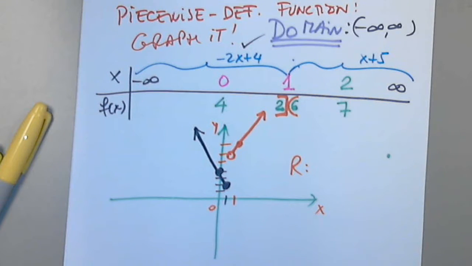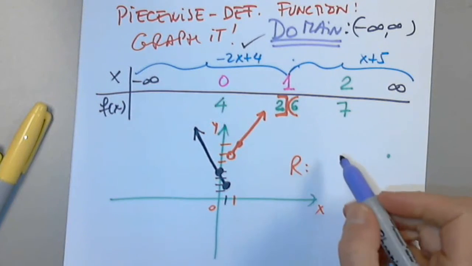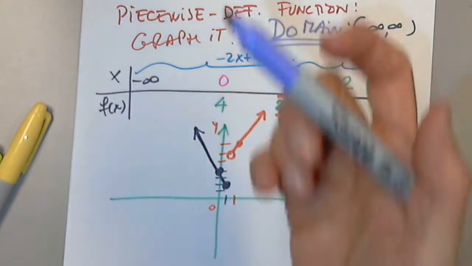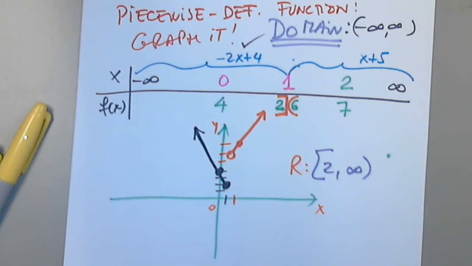Can anyone give us the range of this function? Do you all agree with 2 to infinity with the bracket? The lowest possible value is 2, and the largest possible value is infinity. Any questions? Any questions?